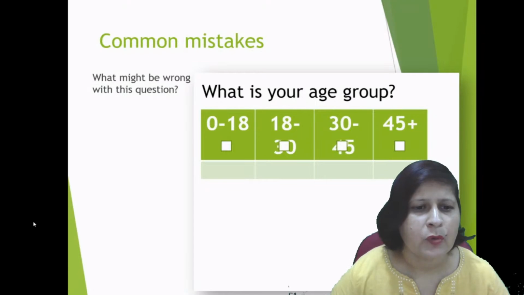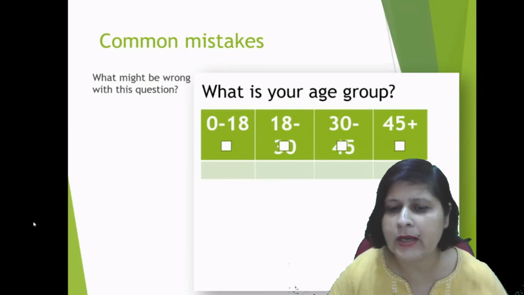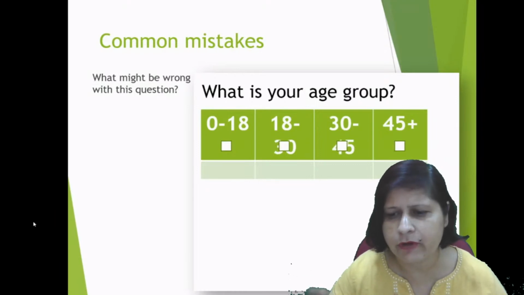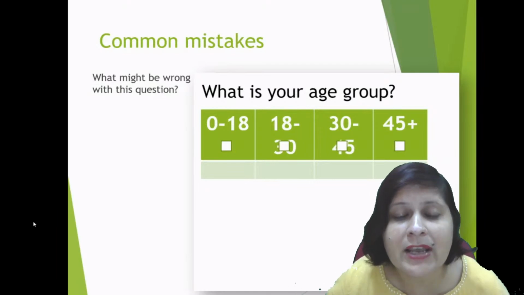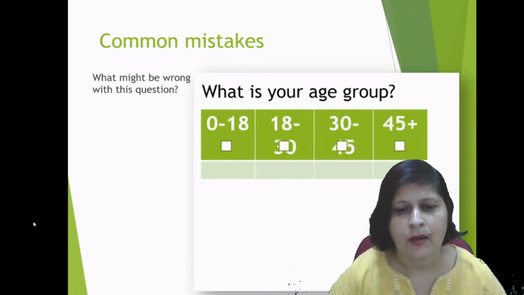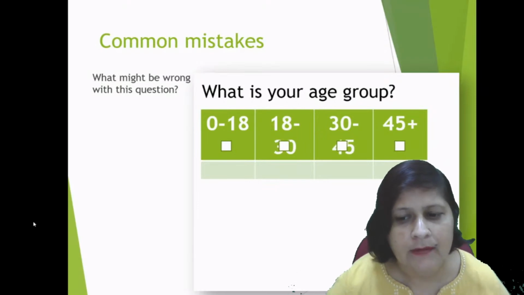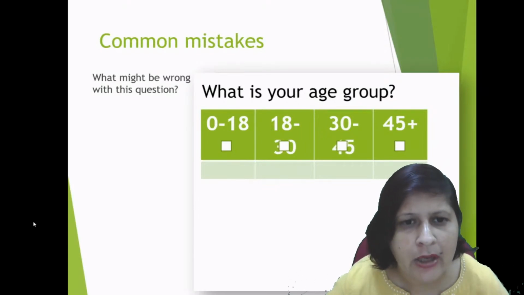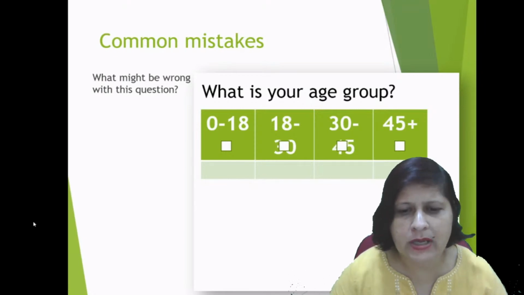Next, what might be wrong with this question? What is your age group? 0 to 18, 18 to 30, 30 to 45, 45 plus. That question should be mutually exclusive. It should be 0 to 18, then 19 to 30, then 31 to 45 and 46 plus. It should be mutually exclusive.